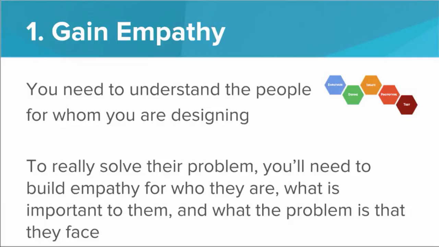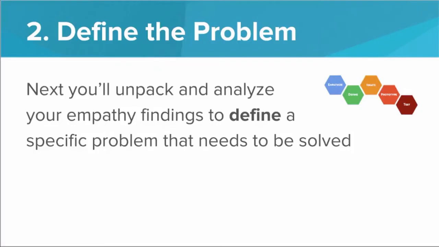To really solve their problem, you'll need to build empathy for who they are, what is important to them, and what exactly is the problem that they face. We need to question our assumptions and put ourselves in the user's shoes so we can solve the problem that's actually facing them. Once we've gained empathy, we then move on to the define step, where we actually define the problem. So in this step, we'll unpack and analyze the findings from the empathy step to define a specific problem that needs to be solved.